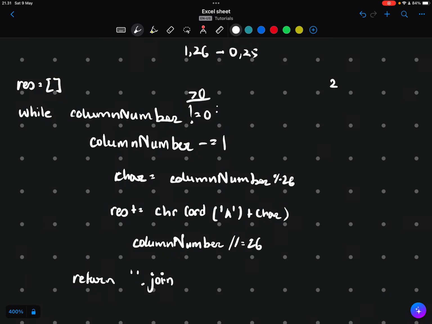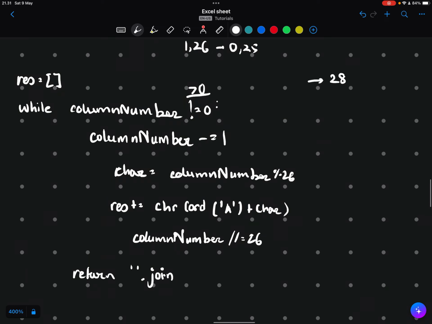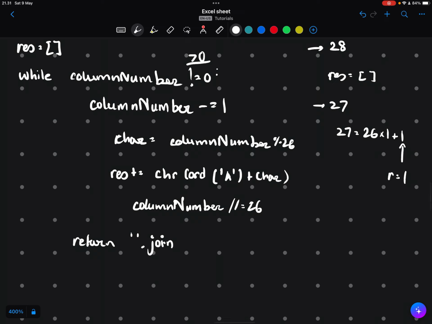So we'll consider 28, given by LeetCode themselves. The first thing that we can do: we'll have our result, which will be an empty string right now. And like I said, what we want to do is extract the digit. So we will first convert 28 to 27. And then we can write it out. 26 times 1 plus 1, that's 27, right? We get our remainder to be 1. So that's the character we got. In this case, it would be like saying B.